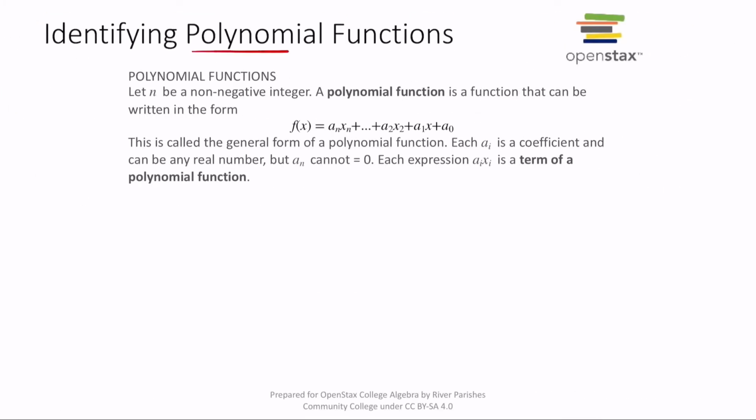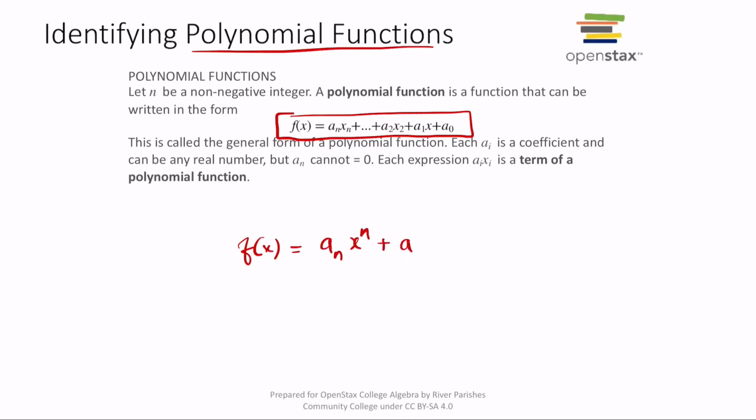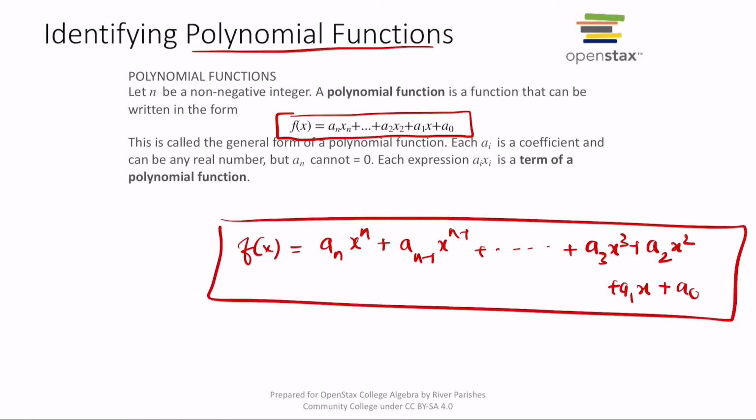Next, let's talk about polynomial functions. What is a polynomial function? A polynomial function can be written in the form a_n x^n plus and so on, a_2 x^2 plus a_1 x. A simple form of a polynomial function f(x) is a_n x^n plus a_(n-1) x^(n-1) plus and so on, plus a_3 x^3 plus a_2 x^2 plus a_1 x plus a_0. This is an example of a general polynomial function.